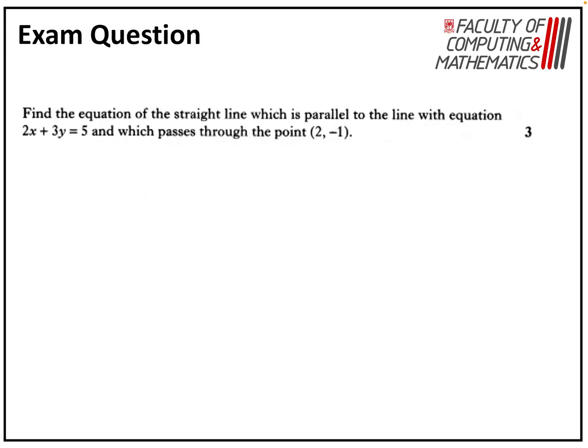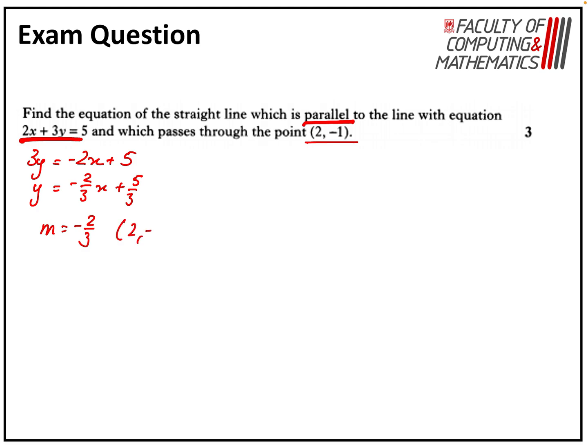Okay, so an exam question this time looks exactly the same as the ones that we've done. They've given us it's parallel to it. We want to find the equation of it. They've given us this line and we've got a point. So this line we need to rearrange into the form y equals mx plus c. So as you can see, my gradient here is minus 2/3. Because the line that I'm trying to find is parallel, I don't need to change that. And I'm going to use the point 2, minus 1.